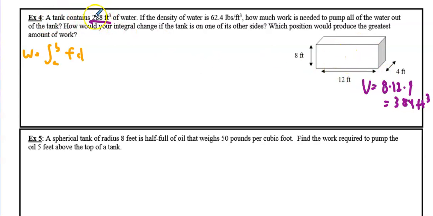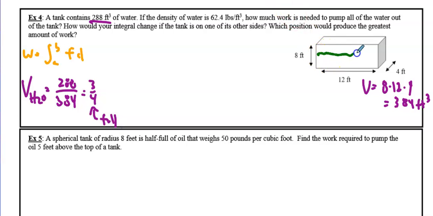We have 288 feet, so we want to know what that percentage is. The volume of water in the tank is going to be 288 over 384, which is going to give us 3 over 4. So this is 3/4 full. So the actual height of our water is going to be 3/4 of our tank. So we're not completely full with this.